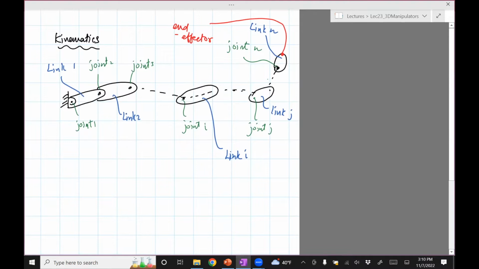Okay, now comes frames, which is what we'll be using throughout. Let's assume there is a world frame, X, Y, Z. And then we can attach a frame to each link. This is frame 1, this is frame 2. This is going to be frame X_i, Y_i, Z_i. This one will have frame X_j, Y_j, Z_j, and so on.